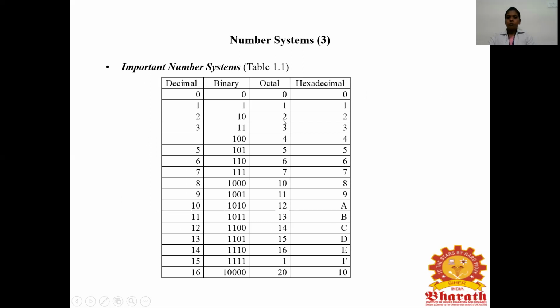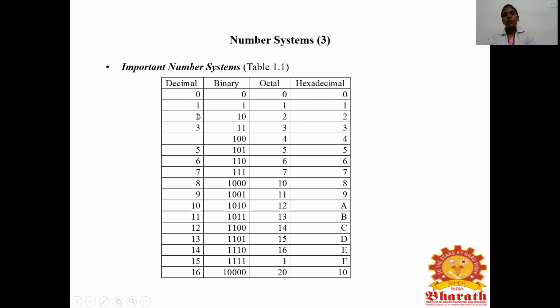So let's see this tabular column. The first column is the decimal number, next is the binary equivalent of this decimal number, and then octal, and then hexadecimal. So first is the decimal number. For 0, the binary equivalent is 0. Likewise, octal and hexadecimal are also 0. And then for 1, binary is 1, octal is also 1, hexadecimal is also 1.